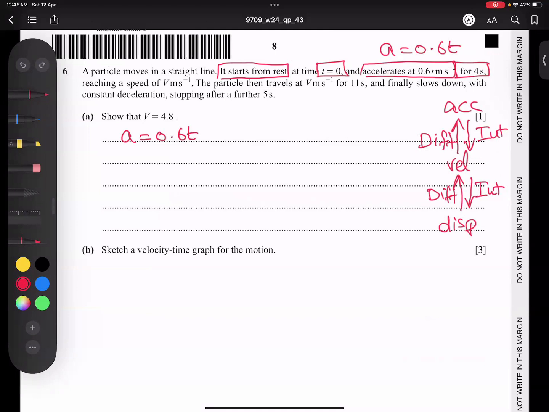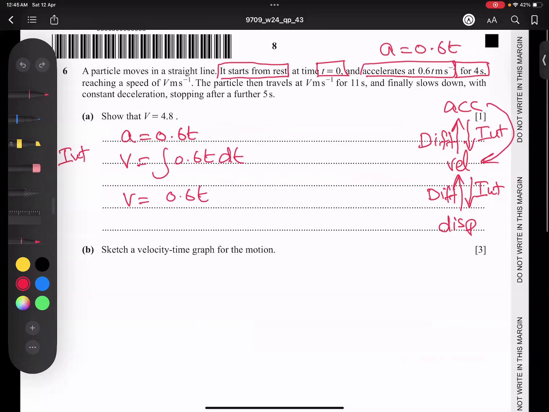Currently I am at the level of acceleration and I'm looking for velocity, so I will not go for differentiation. No, I will go for integration. So when I integrate both sides, I will get velocity here, because you can see that acceleration becomes velocity. Integral of 0.6t dt. According to the rule, increase the power by 1. What is the power? Nothing, so it is 1. So t squared over 2, plus c.